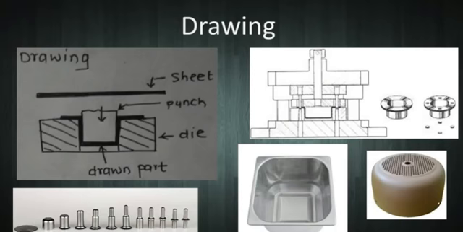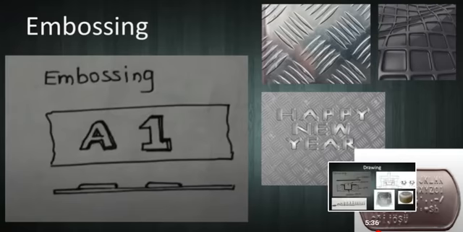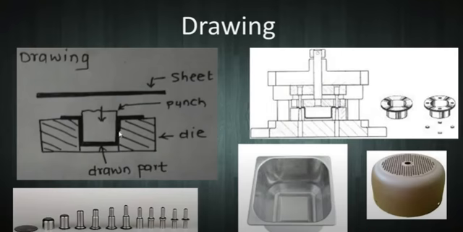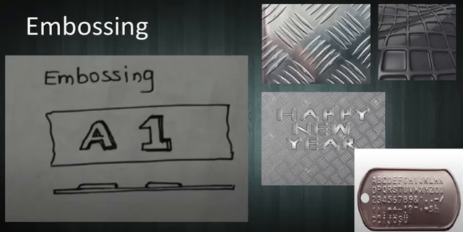The next operation is drawing. In this operation, the punch is pressed against the die. We can see that cup type shapes can be made from drawing operation. Here embossing is shown. Here numbers are embossed on sheet metal.